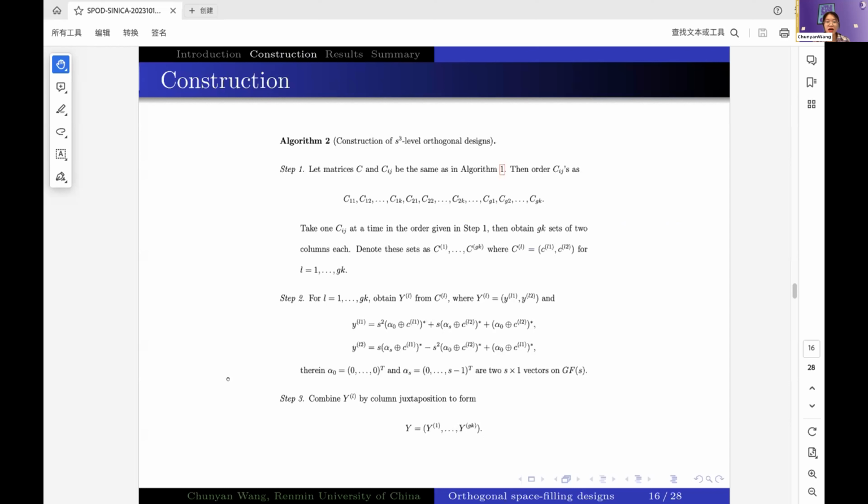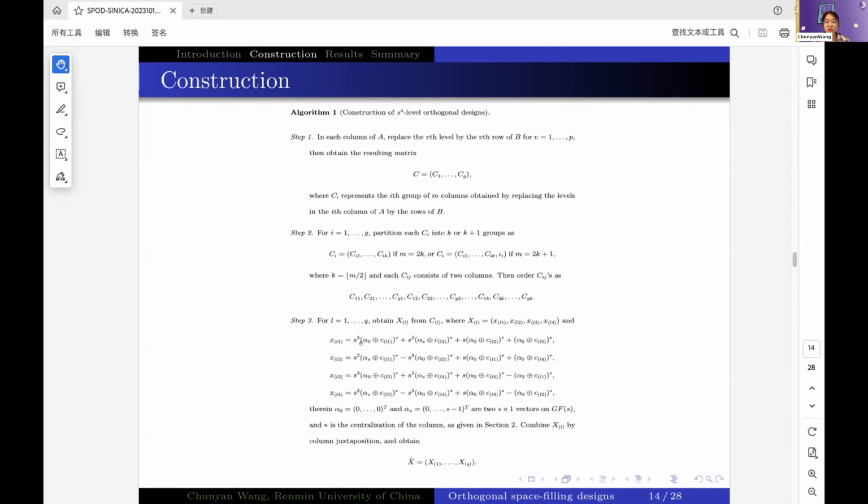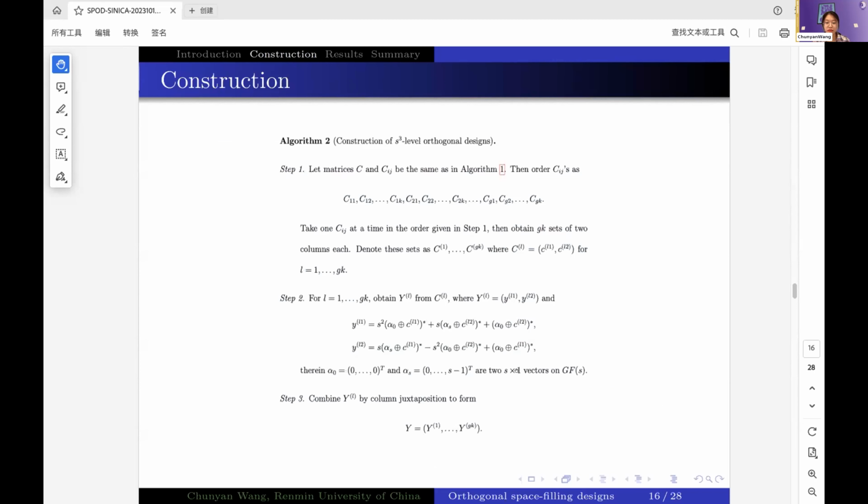Here is algorithm 2. Similar to algorithm 1, we use the grouping method and rotation method, but we just rotate two columns each time. In algorithm 1, we rotate 4 columns each time. So here is the difference.